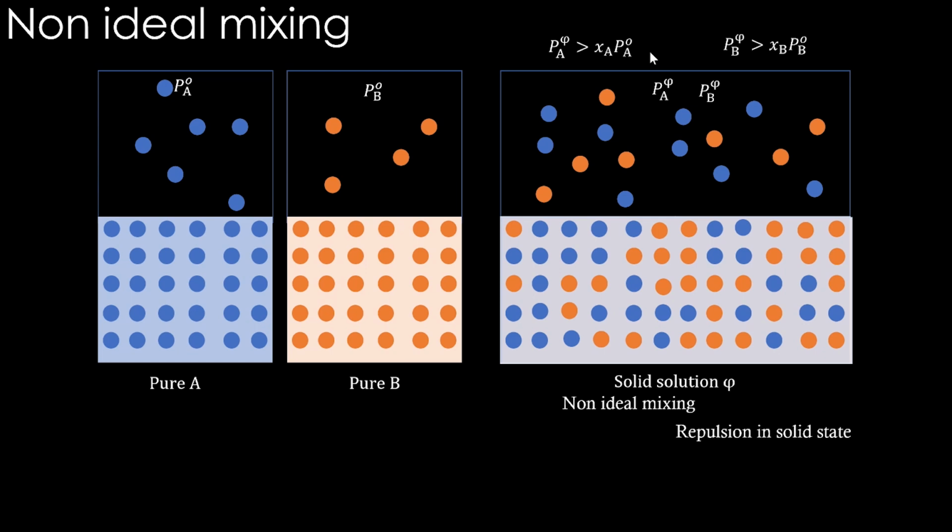This happens because of a repulsion in the solid state. So the A atom, B atom, they do not want to be neighbors like this. So rather than being neighbors with the atoms which they do not like, they better go into vapor state. That's the reason why you find more number of atoms coming to vapor state. That is the repulsion in solid state. Delta H is greater than 0 in this case.